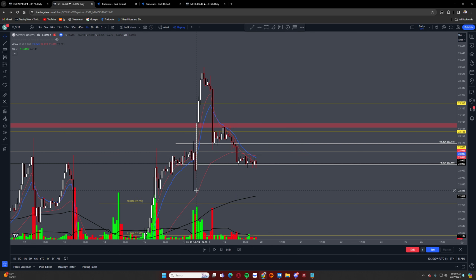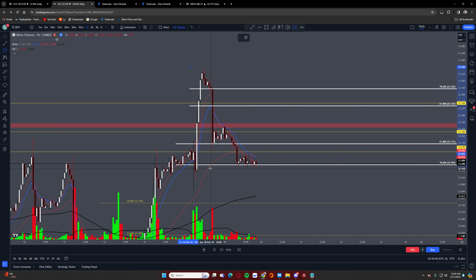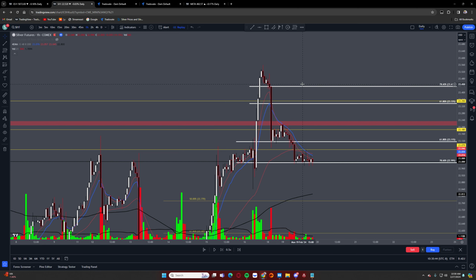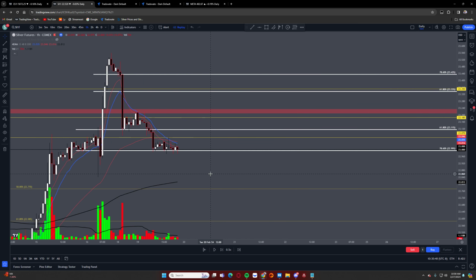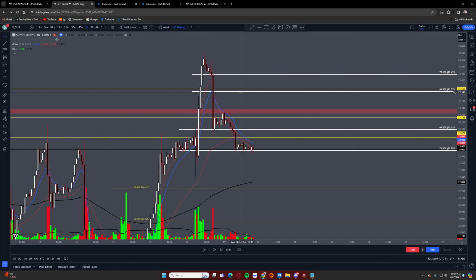Now, again, we dragged it from our swing low to our swing high because we're in an uptrend. If I wanted to play the downside of this move, I would be going from the swing high to the swing low. And now I would be trying to short these two levels right here, right?